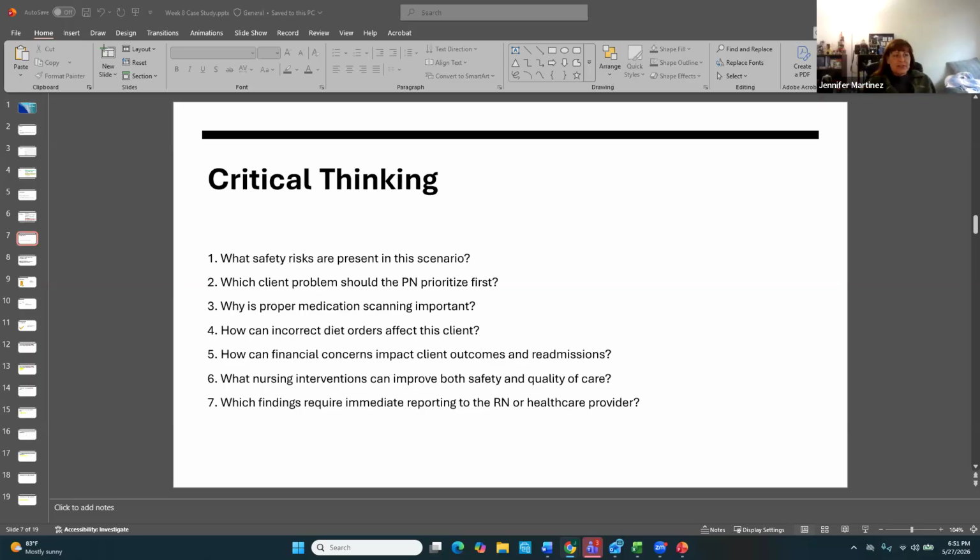What about the financial concerns? How can that impact client outcomes and readmissions? It causes them to have to come back multiple times. Okay. And what happens with readmissions? Go ahead, Kizzy. Is it more or less that they keep trying to treat the same thing, like a revolving door in a sense?